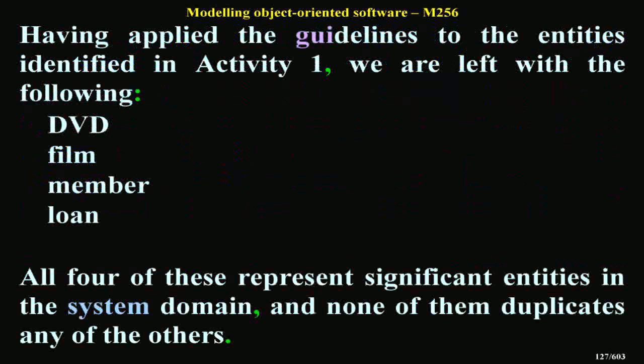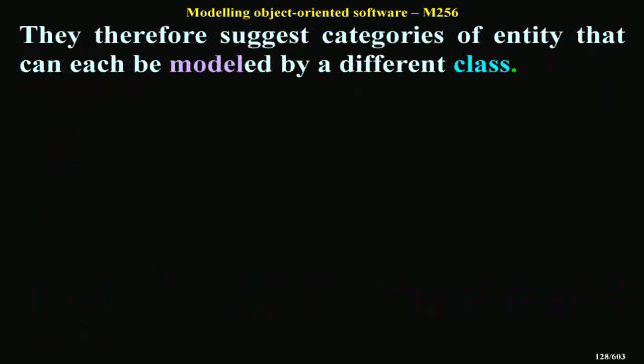Having applied the guidelines to the entities identified in Activity 1, we are left with the following: DVD, film, member, loan. All four of these represent significant entities in the system domain, and none of them duplicates any of the others. They therefore suggest categories of entity that can each be modeled by a different class.